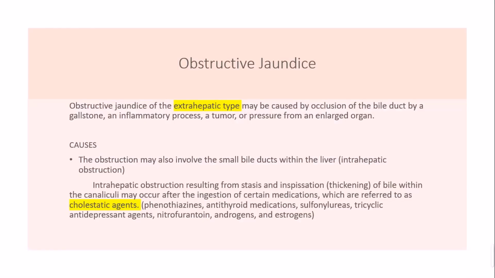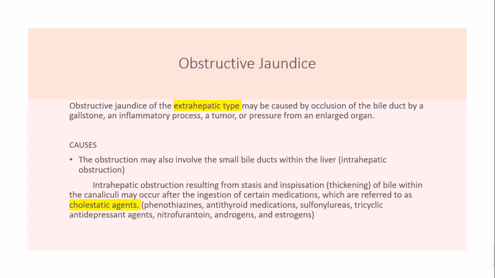Then moving on to obstructive jaundice. Obstructive jaundice is a jaundice of the extrahepatic type. Extrahepatic type means that it is happening outside your liver. So it may be caused by the occlusion of the bile duct, by a gallstone, an inflammatory process, a tumor, or pressure from an enlarged organ. So yeah, here because of any obstruction.